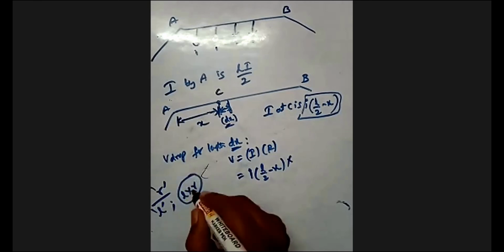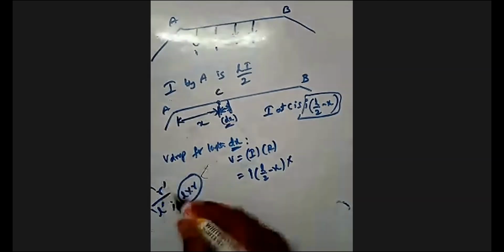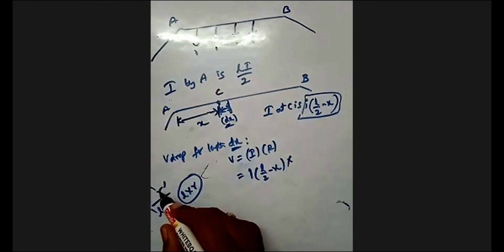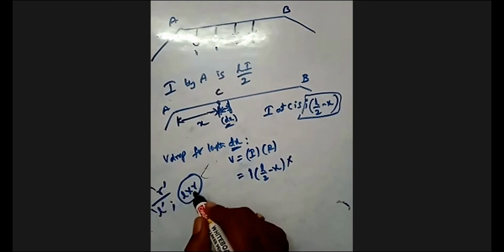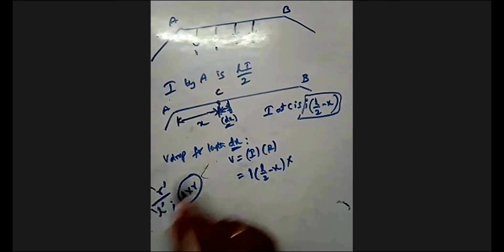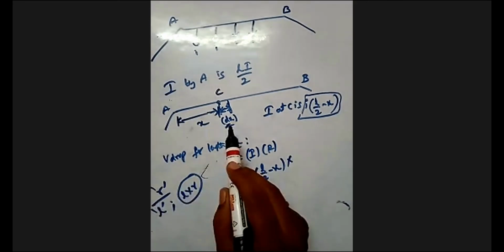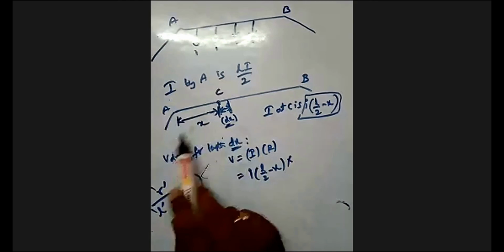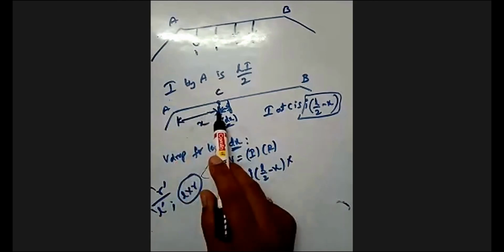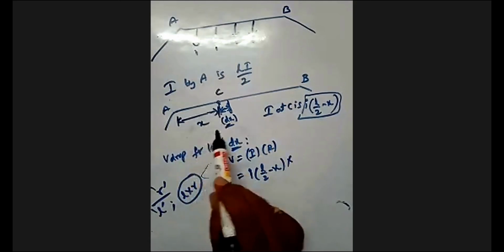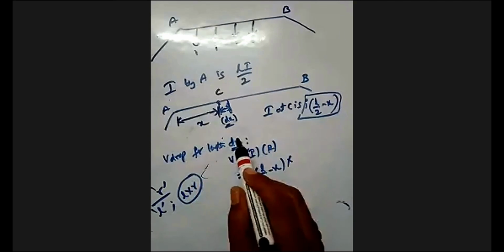Let R be the resistance for every 1 meter. So the total length is L, so the total resistance is L into R. Okay, now coming to this, now dx. Now you tell me the resistance I need to calculate. What is the resistance up to C? The resistance up to C is what? That you have to tell.